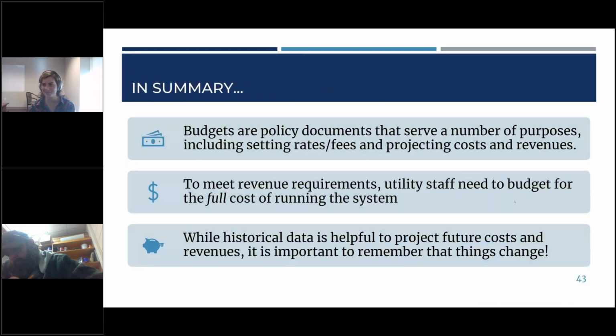And so in summary, like I said, this was going to be a short section on budgeting. Budgets are policy documents that serve a number of purposes, including setting rates and fees and projecting costs and revenues. To meet the revenue requirements, utility staff need to budget for the full cost of running the system. And while historical data is helpful to project future costs and revenues, it's always important to remember that things change. The more information you can pull into however you're projecting what your costs are going to be, the better those projections will be. But again, things always change. So making sure you're using those reserve funds, you're using that money that you're setting aside to allow you to smooth out any bumps in the road.